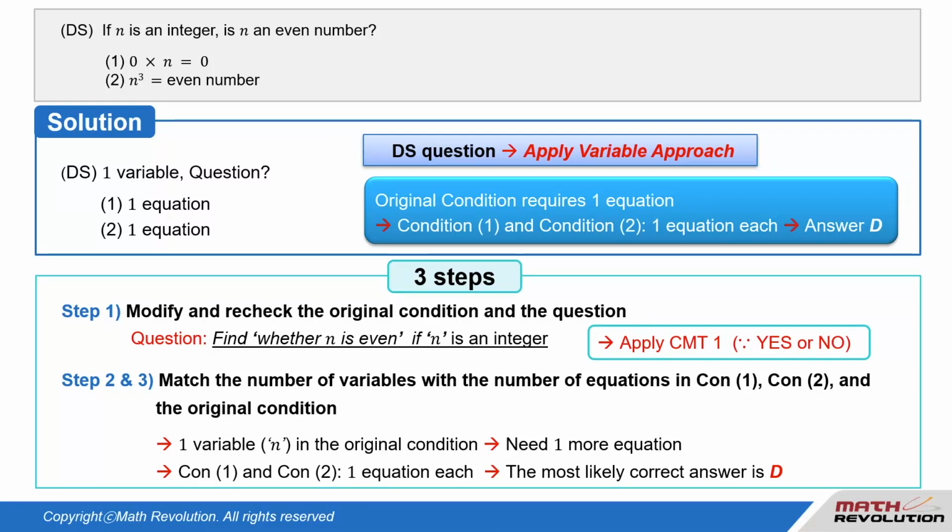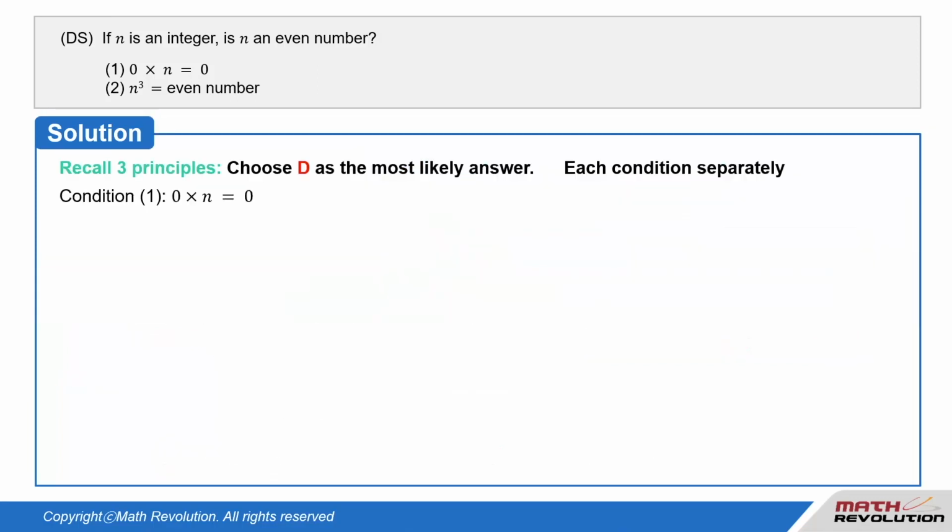From the original condition, we have one variable, n. To match the number of variables and the number of equations, we need one more equation. Since conditions 1 and 2 will provide one equation each, D is 60% likely to be the answer. Recall the 3 principles and choose D as the most likely answer. If you have time, you should check the question. Therefore, let's look at the conditions separately.